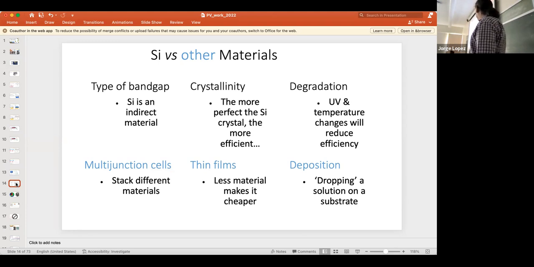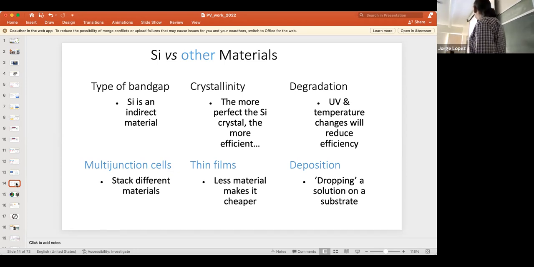If you could deposit a lot less material. I told you, you have to deposit 1 micron of material, no, sorry, 1 millimeter of material. That makes it expensive, right? Because you have to make this super pure silicon, and it has a thickness of 1 millimeter for you to have a good solar cell. So if you can deposit thin films, that makes it cheaper. And the other thing is that making silicon solar cells is very expensive because it takes a lot of energy to make the crystal so pure and create that crystal.